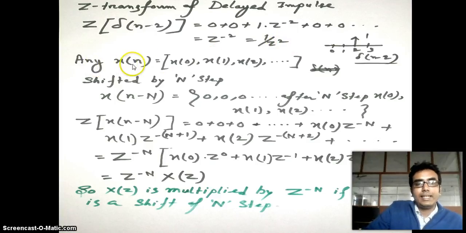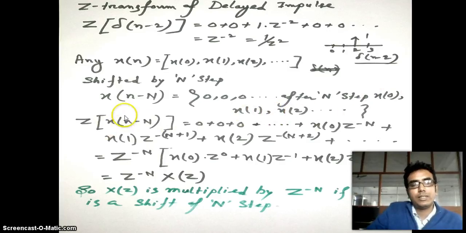If you consider any x[n], meaning a discrete signal, then you can write it as x0, x1, x2, the samples of x[n], that is the value of n 0, 1, 2, and so on. If you shift the x[n] signal by n steps, then you can write x of n minus n. So the signal will become 0, 0, 0. After n steps, x0 will arrive, and then the normal sequence x1, x2, x3, and so on.